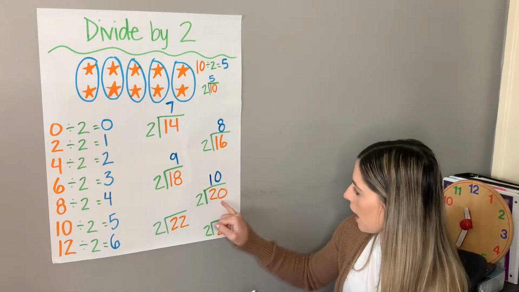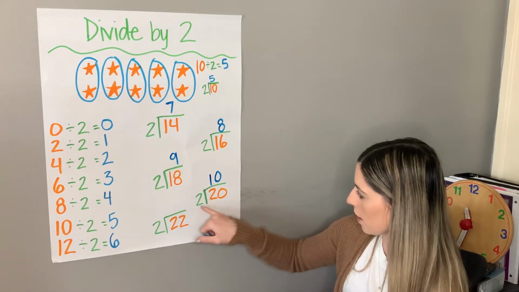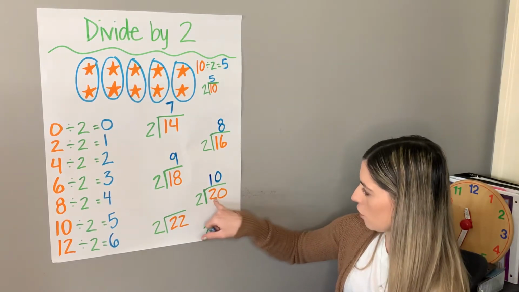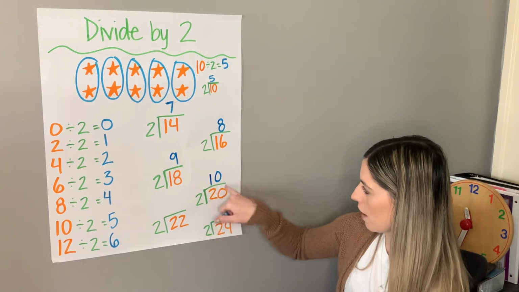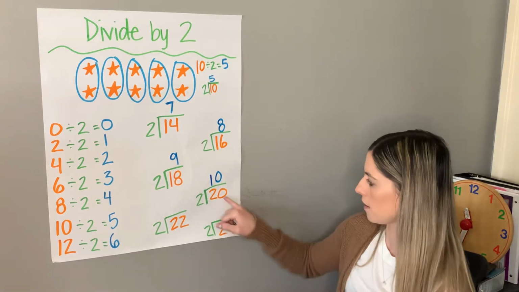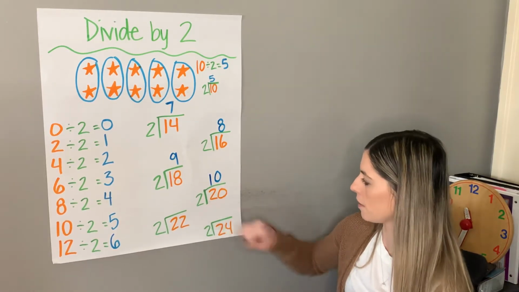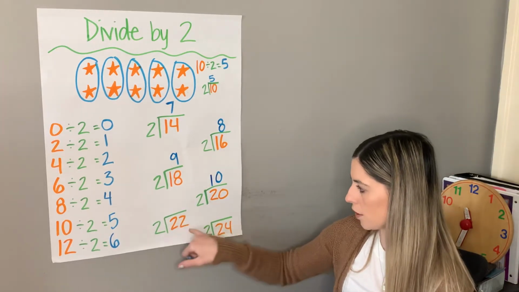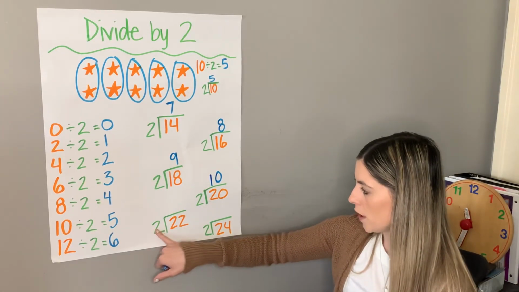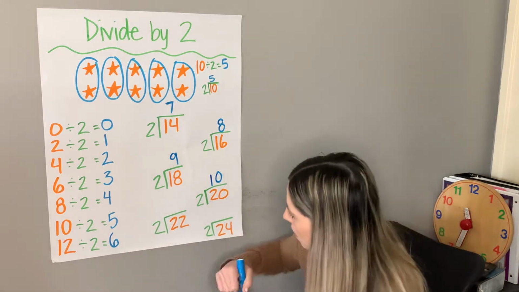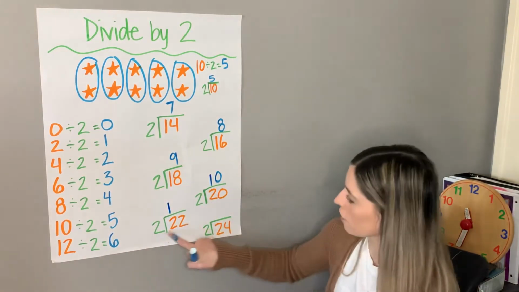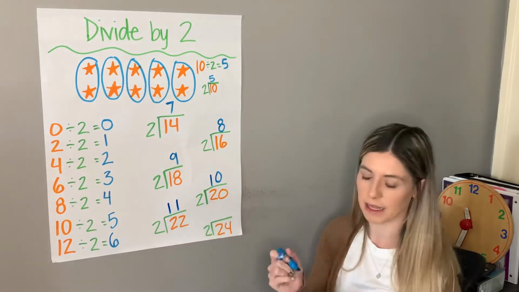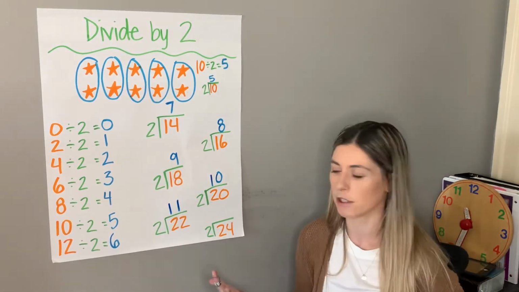The other way to look at that is if I look at the first number, 2, I know that 2 divided by 2 is 1, and then I add the 0 on the end because that's in the number that I'm dividing. Now, this one, I could do the same thing. I know 2 divided by 2 is 1, and 2 divided by 2 is 1. So 22 divided by 2 is 11, and I'll show you with my fingers as well.